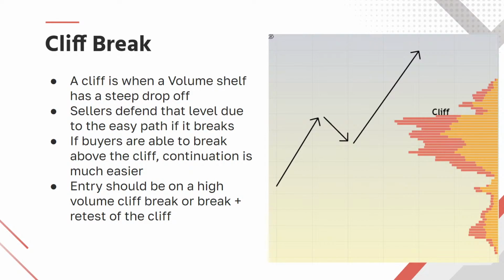Okay, so a cliff is that area where it has a steep drop off. We talked about this on Tuesday, I believe, but this is our cliff here where I have the annotated cliff section, this steep drop off where it happens very quickly and it essentially looks like a cliff. The sellers are going to defend that level due to the easy path above if the cliff breaks. So if the cliff is broken and price moves above, there's a lot easier path for bulls than in this area. There's a lot of resting orders. There's a lot of seller interest in this area. So bears are able to defend this area easier.